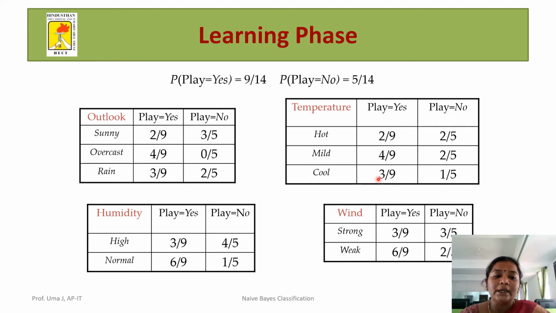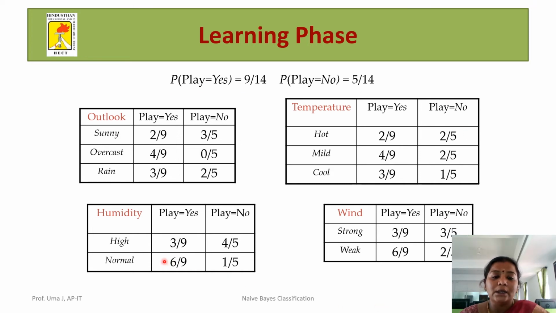Similarly, I need to find the probability for all the features present here: sunny day, overcast day, rain day. When the humidity is high or normal, what is the probability to play? What is the probability not to play? Similarly, on windy days, strong and weak, how many days can you go for the play option? How many days can you opt not to play? So I am finding all the possible probabilities from the given input data.